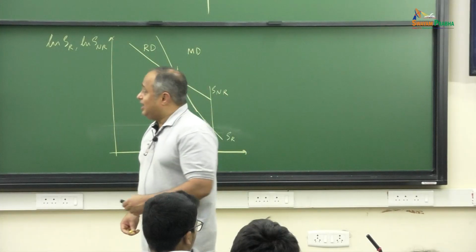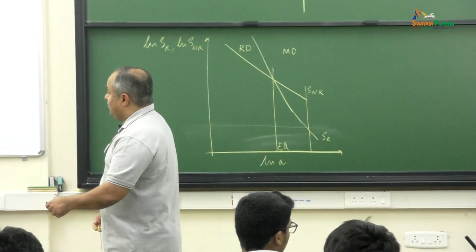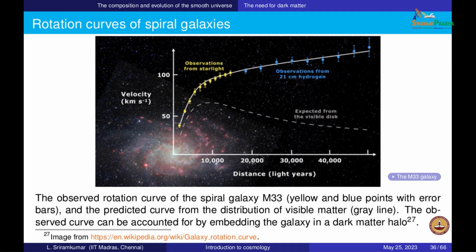Now, what you find is that if the matter was only in the visible region, this should have been the rotation curve of the galaxy. But the rotation curve observed from neutral hydrogen is this. It's called neutral hydrogen because the electron has to be present for this to make the transition. Is that clear? Now, this is usually attributed to dark matter.